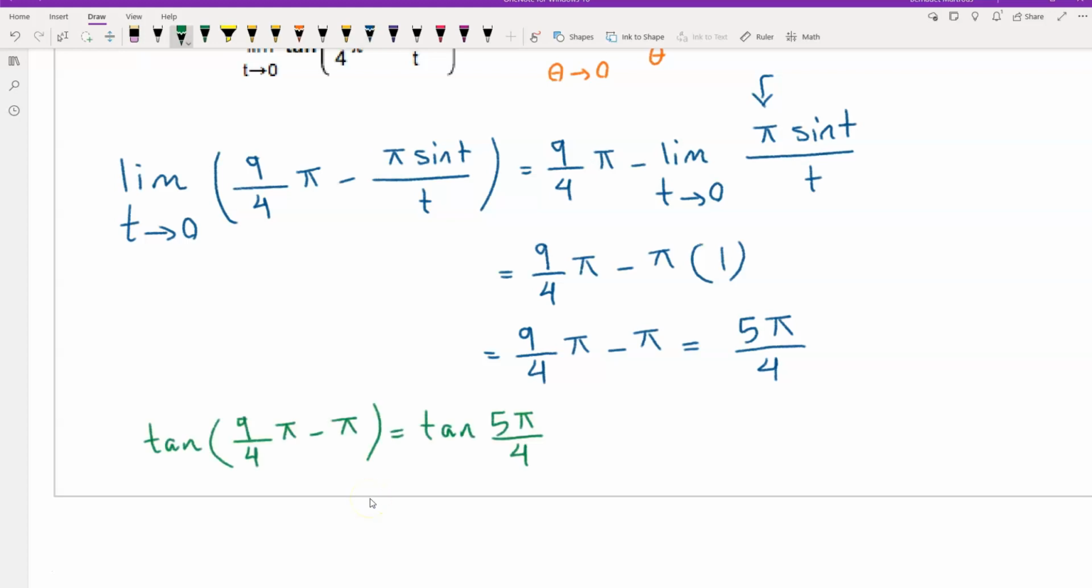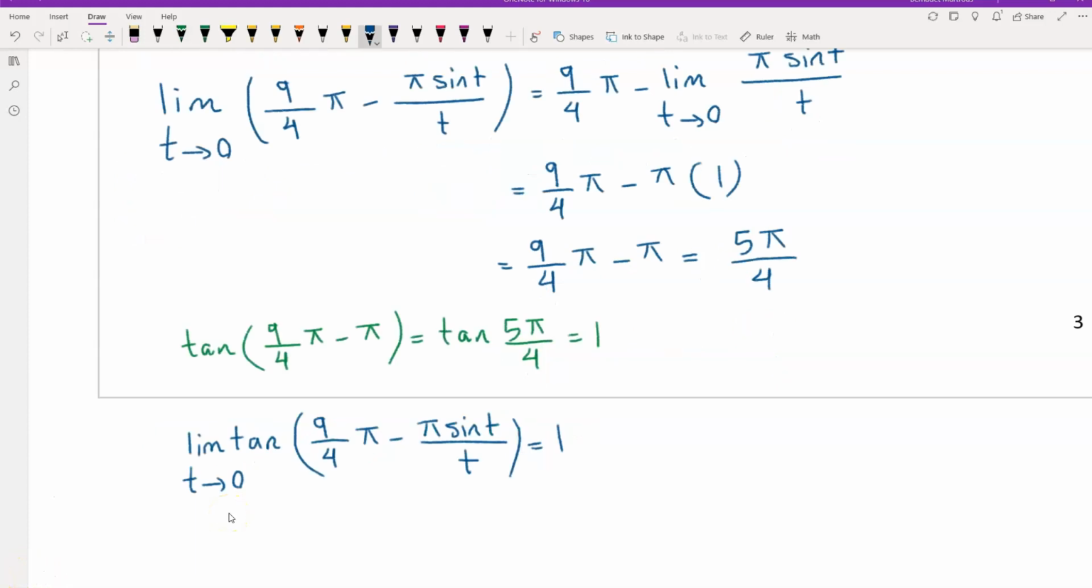Now finding tangent of 5 pi divided by 4, that is equal to 1. This means the limit of tangent of (9 pi divided by 4 minus pi sine t divided by t) as t approaches 0 is equal to 1. So this is our final answer.